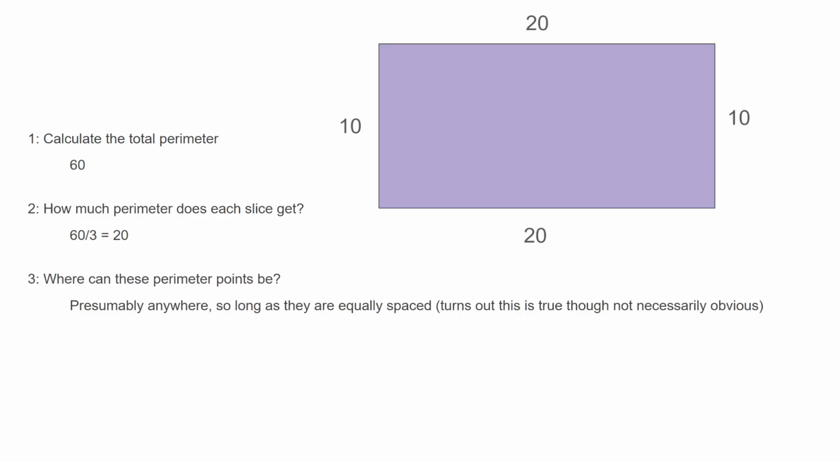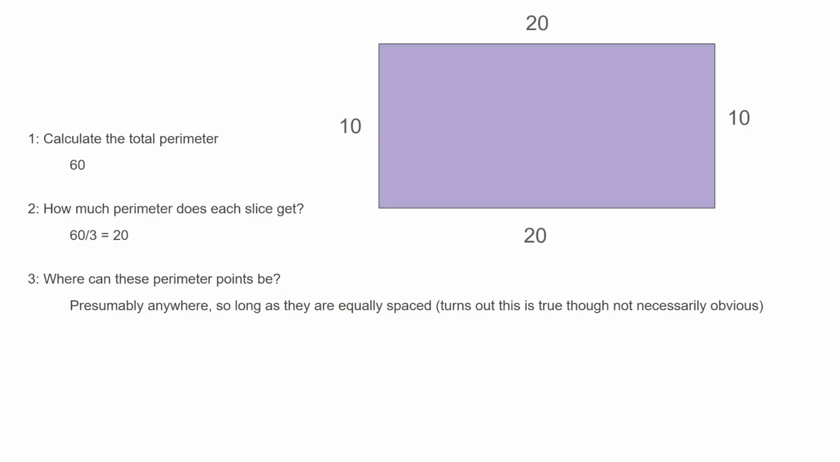Now my question is going to be, well, where are those 20 points, where are those perimeter points going to be, separated by a length of 20 on this rectangle? And there's no reason to think that they couldn't go anywhere. And it turns out they can go anywhere, as long as they're equidistant from each other, right? As long as the perimeter distance between the points is 20 for all points, then you can put them anywhere. It wasn't obvious to me that that was true. I thought there might be some places where it would work and some places where it might not work. But it turns out you can put them anywhere.